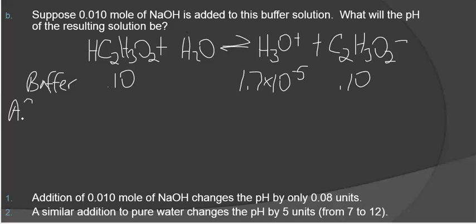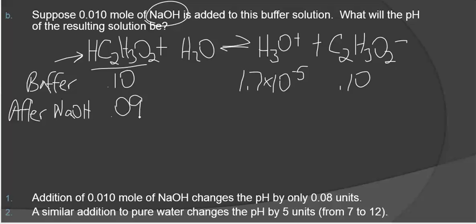After I add NaOH, I want to see what's going to happen to these concentrations. Well, NaOH is a base. That's going to react with the acid. Well, the acid in this buffer is acetic acid right here. So if the base reacts with the acid, the concentration of the acetic acid is going to go down, and it's going to go down by 0.01. So after I add NaOH, my concentration of acetic acid will be 0.09.